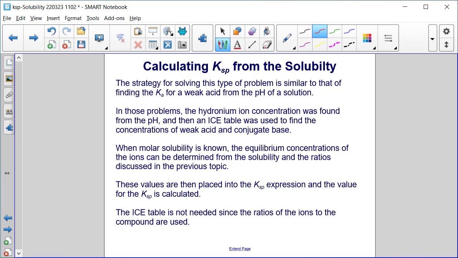When molar solubility is known, the equilibrium concentrations of the ions can be determined from the solubility and the ratios discussed in the previous topic. These values are then placed into the KSP expression, and the value for the KSP is calculated. The ice table is not needed since the ratios of the ions to the compounds are used.